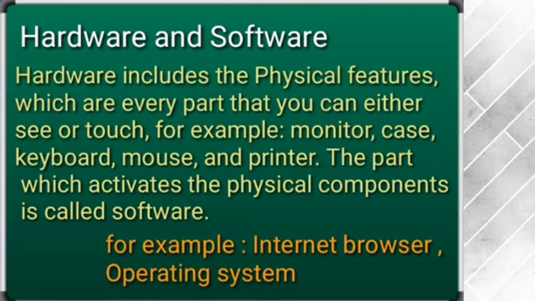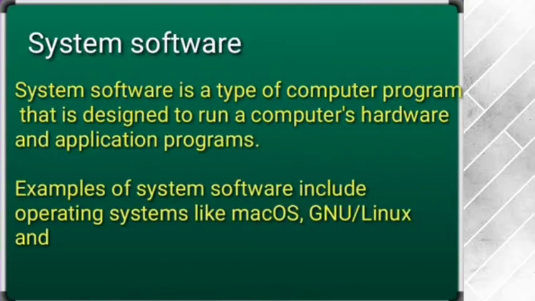So all these hardware devices, though both are connected together, help us to perform our task. Now further, software is divided into different parts. First one is system software, which is a kind of computer program designed to run the hardware and application programs. Operating system is called a system software.